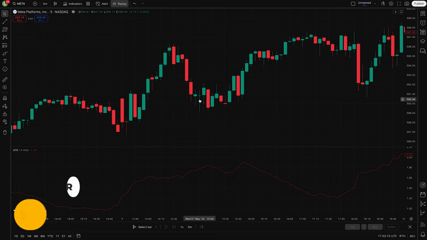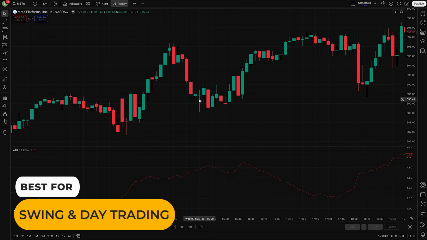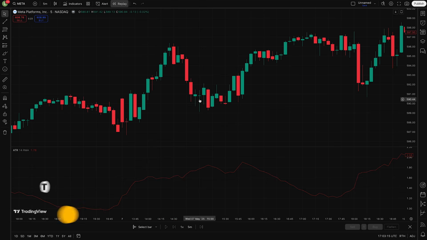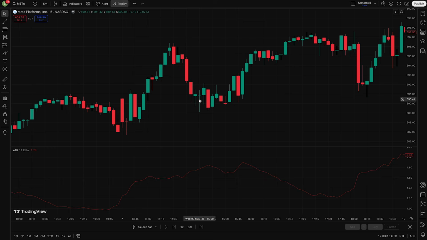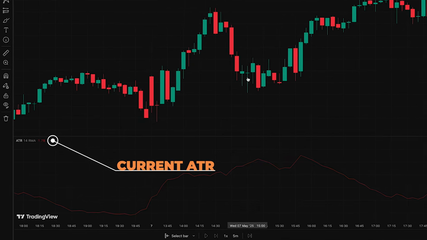The ATR default is 14 periods, so on an hourly time frame it calculates the average price range of the last 14 hours. And if you're on the 1 minute time frame, it calculates the average price range of the last 14 minutes. And the number in the corner here is the current ATR.